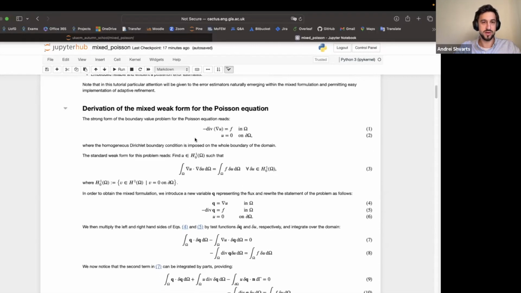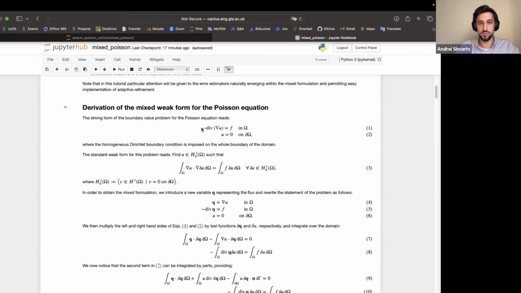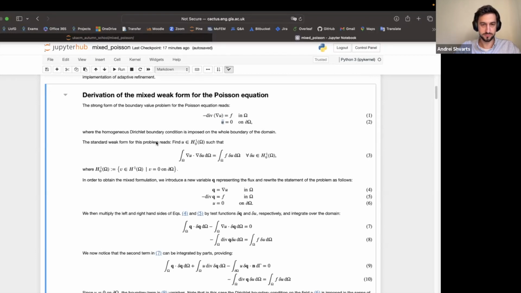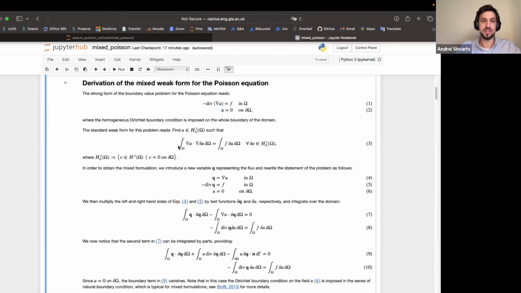We start by writing down the strong form of the boundary value problem for the Poisson equation, where we have Dirichlet boundary condition, the zero value of the function u on the whole boundary. So homogeneous Dirichlet boundary condition. And then just for the reference, we state the standard weak form for this problem, where we are searching for a function u in the H1 Sobolev space. So it has the first derivative in the generalized sense.